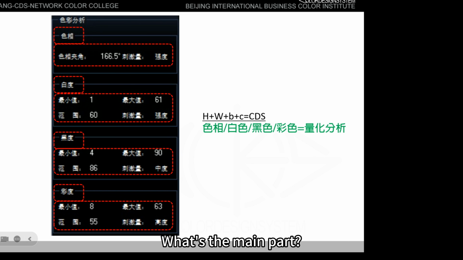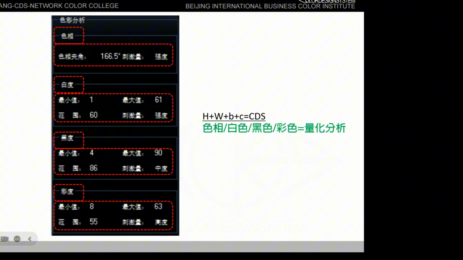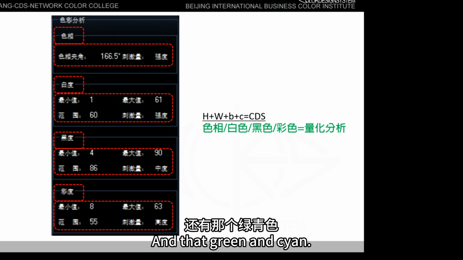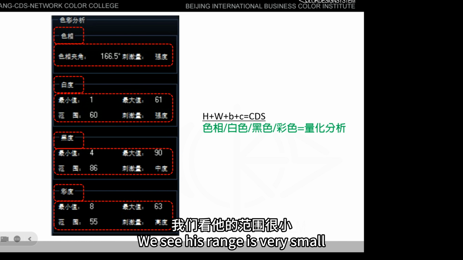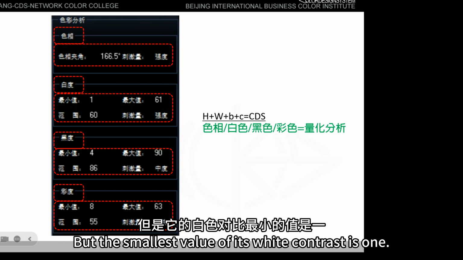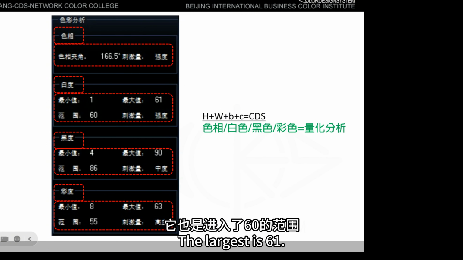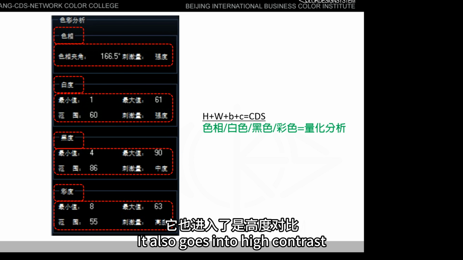What's the main part? Look at the first part, hue. In hue, it is the angle of 166.5 degrees of hue stimulation. It's called an intensity stimulus, because he has a red one, and that green and cyan. He gets the intensity stimulus of the hue, and his white contrast. We see his range is very small, but the smallest value of its white contrast is 1. The largest is 61. It also entered the 60 range. From a hue perspective, it also goes into high contrast.